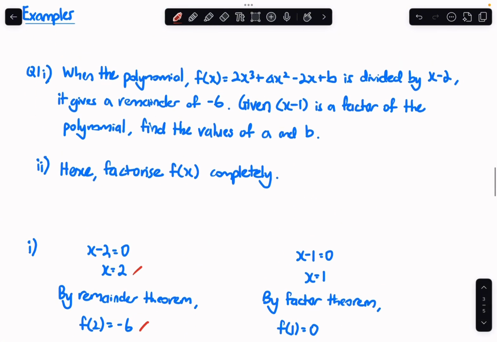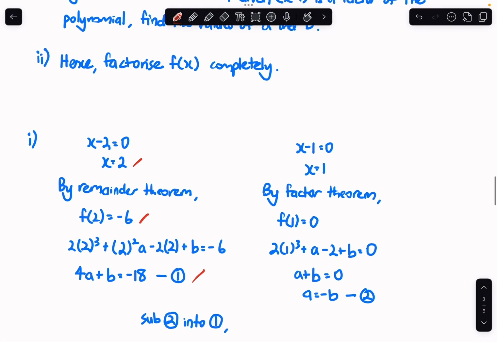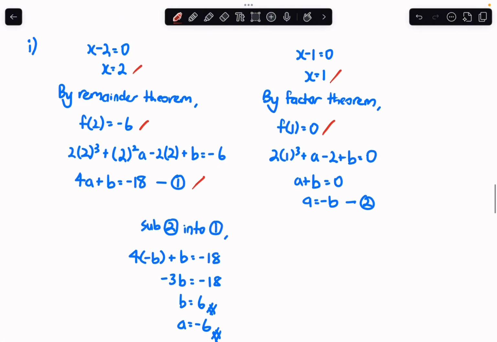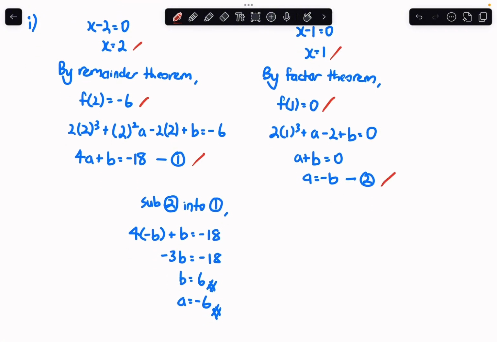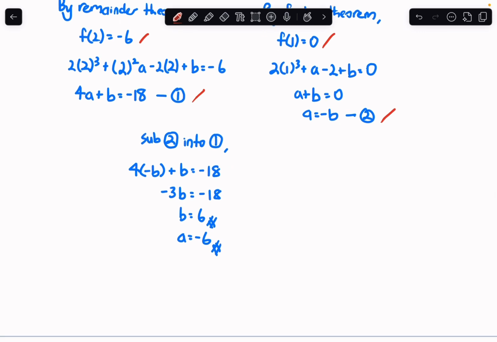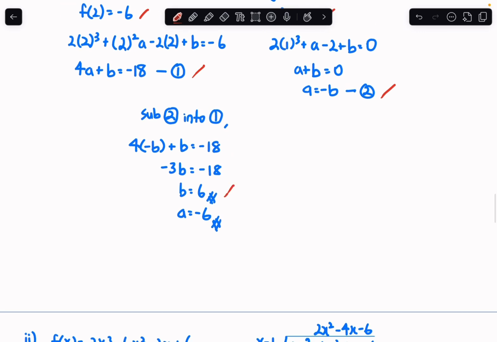Okay, so for the second part, when x minus 1 is a factor, then we make it equal to 0 and get x equals 1. So f(1) should equal 0 by factor theorem. Then we sub in the values, we should get our second equation. So when there are two unknowns, we need two equations. Then we'll do our substitution method, and we'll ultimately get these two answers.